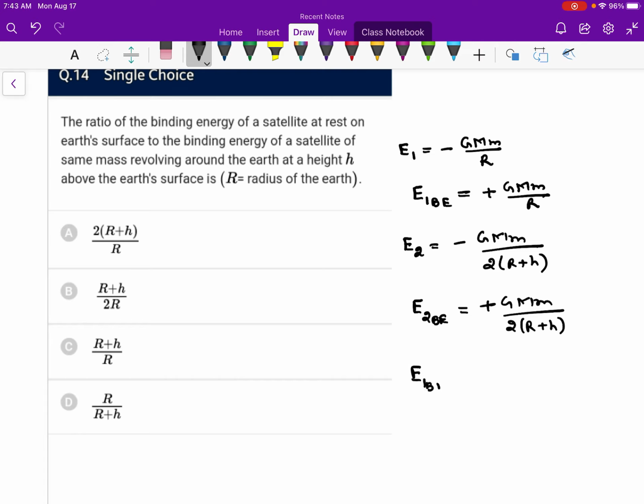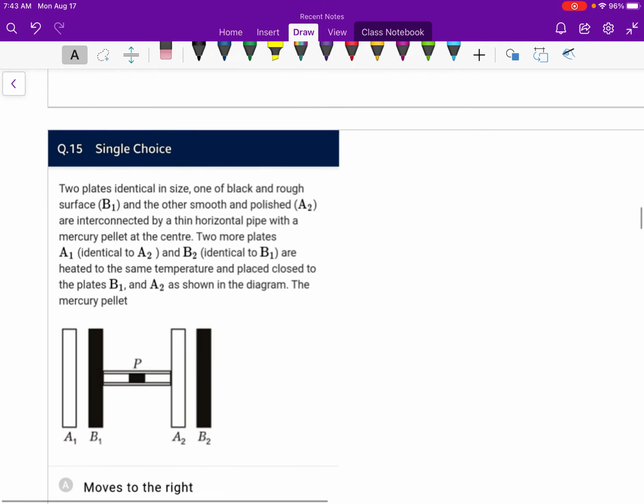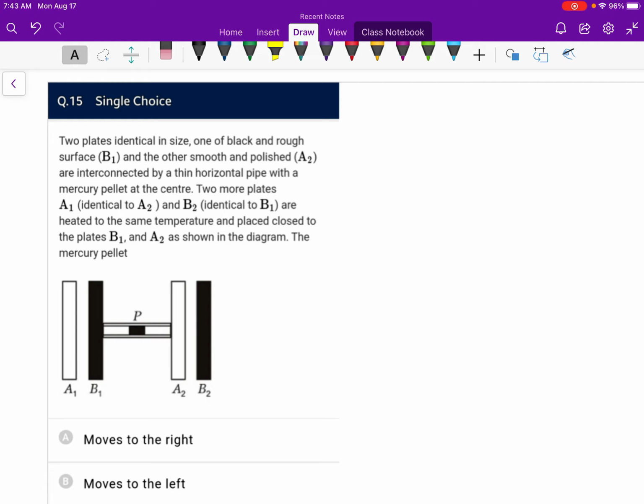So now the ratio E1BE upon E2BE is 2(R plus h) upon R. So A should be the correct option.